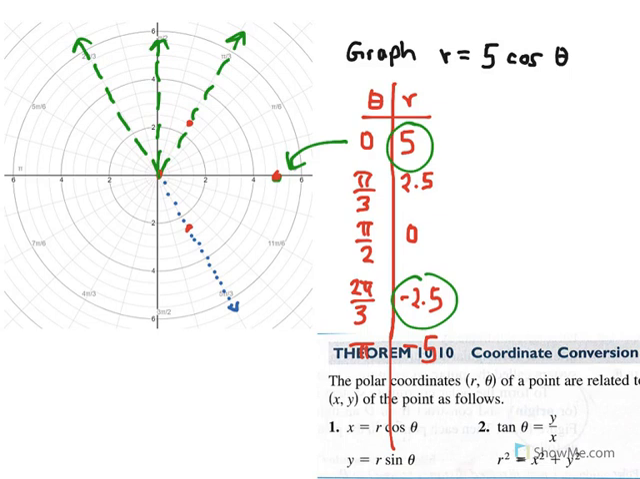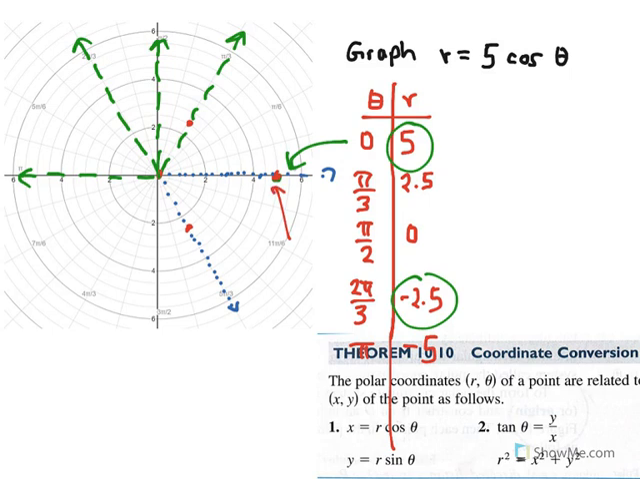And then we also have pi and -5. So here's the radial line for the angle of rotation pi. And because r is -5, we have to locate a point 5 units away from the pole on the opposite ray. So we get the same point that we had earlier.